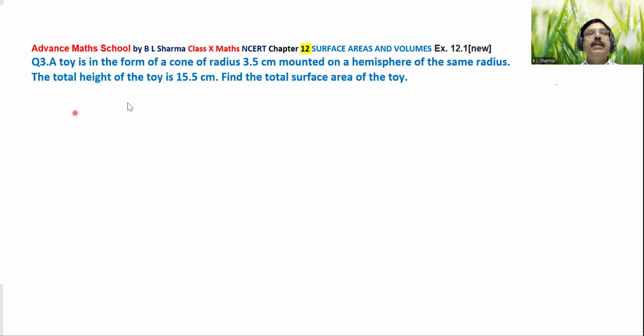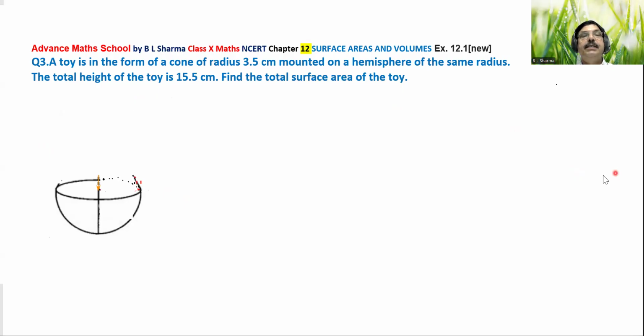A toy is in the form of a cone of radius 3.5 centimeter mounted on a hemisphere of the same radius. Hemisphere पर cone mounted है. The total height of the toy is 15.5 centimeter and the radius of cone is 3.5 centimeter. Find the total surface area of the toy.